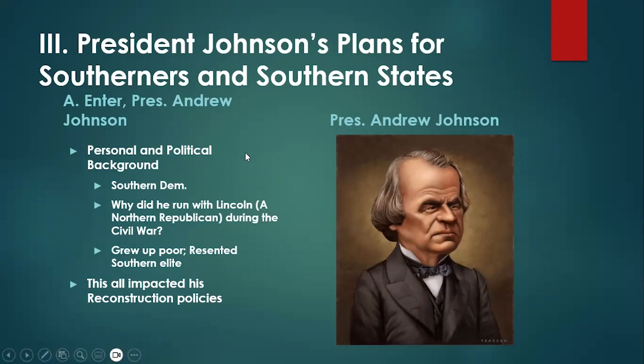But a couple other things about Johnson. He grew up very poor. He had to kind of work his way up the social and economic ladders of the American South. And he was always kind of treated like dirt by the old school, old money, traditional elite.